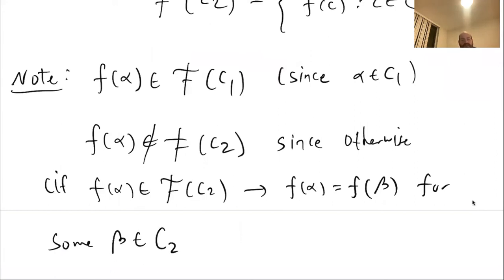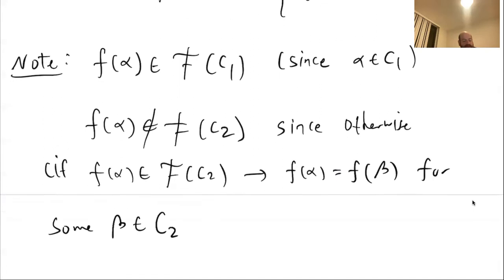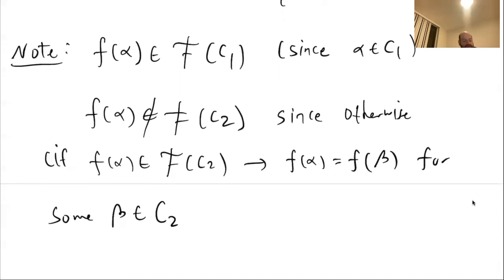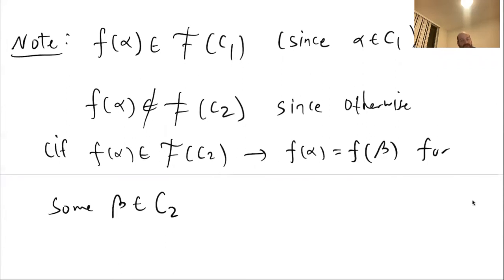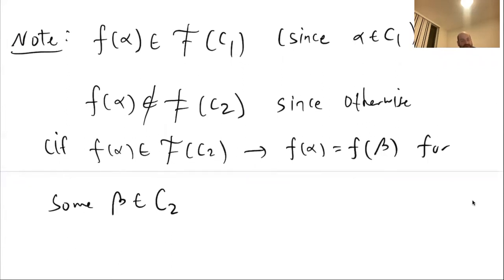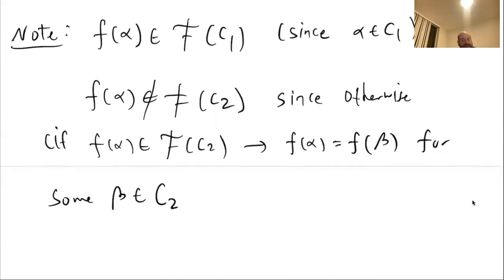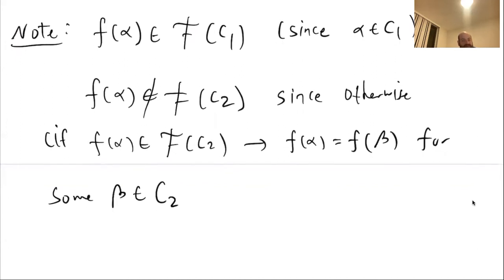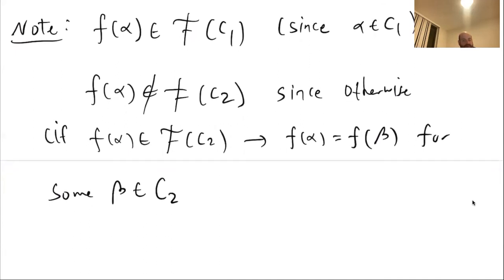Because clearly f of C2 is the set of all elements f of C where C is in C2. So if f of alpha is inside f of C2, that means f of alpha must be equal to f of beta for some beta in C2. But small f is 1-to-1 because it's a bijection. Small f is a bijection, therefore it's 1-to-1.